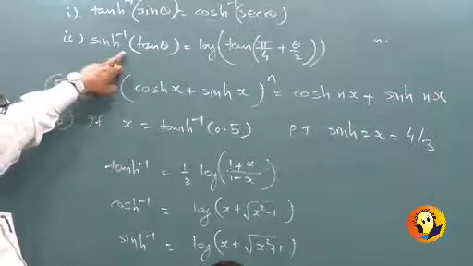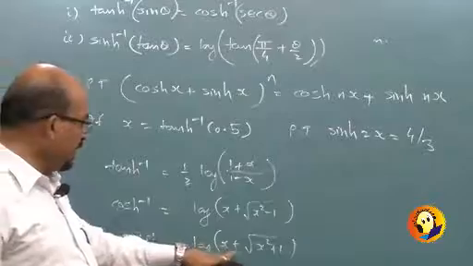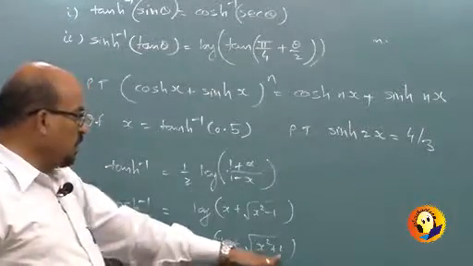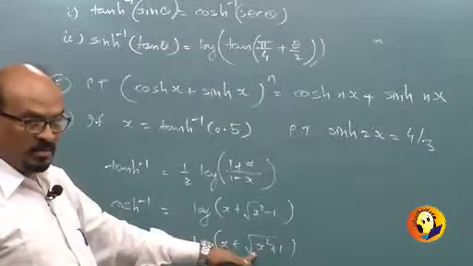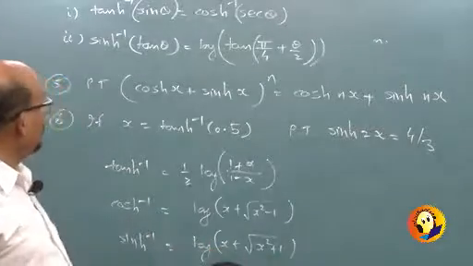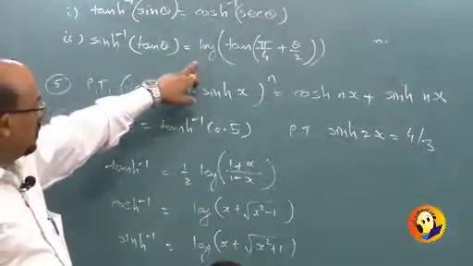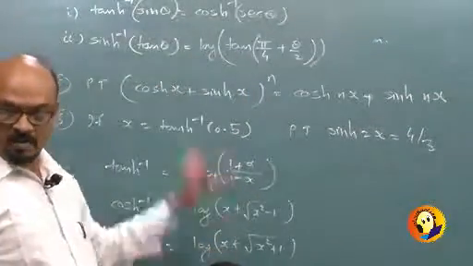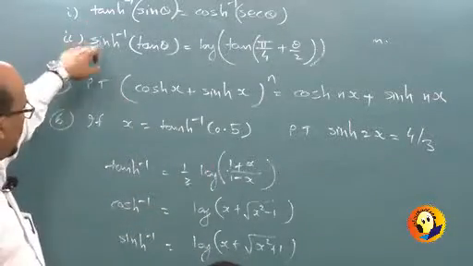In the second one it is sin inverse, so it is tan theta plus under root tan square plus 1, so tan theta plus sec theta, that is what RHS evaluates to, and log. This is again that same formula, so these are similar.